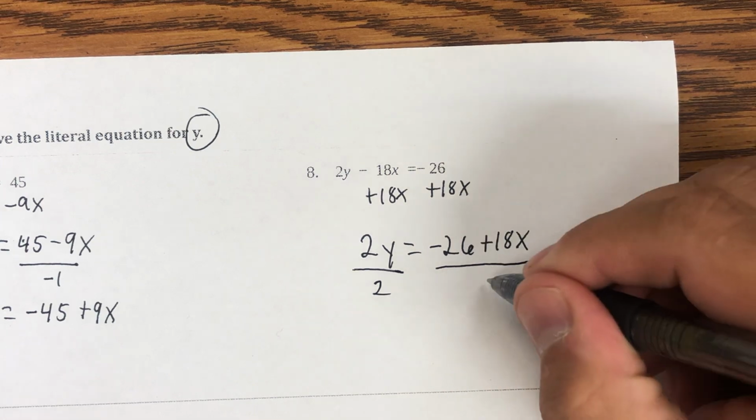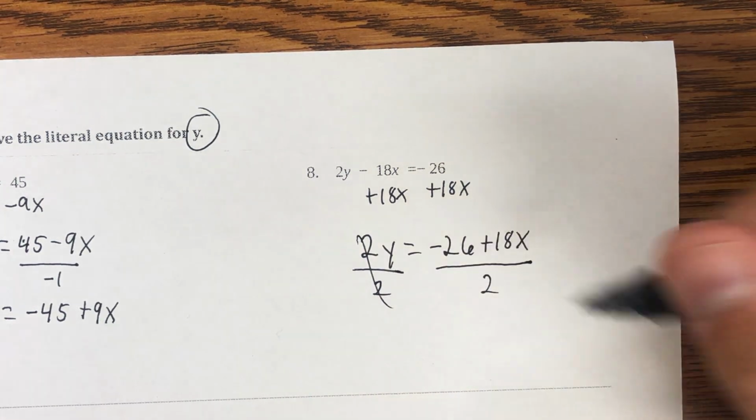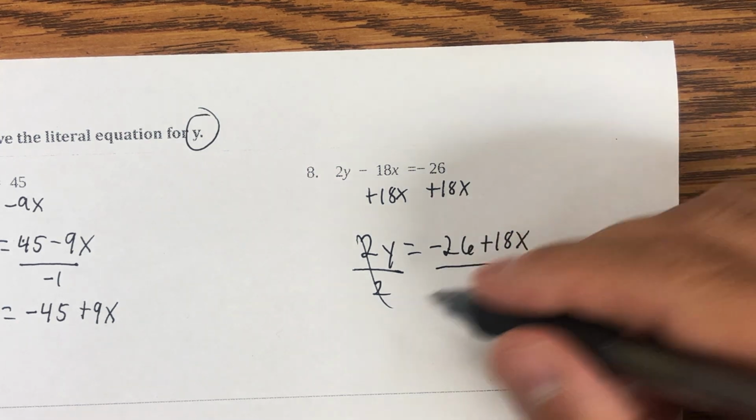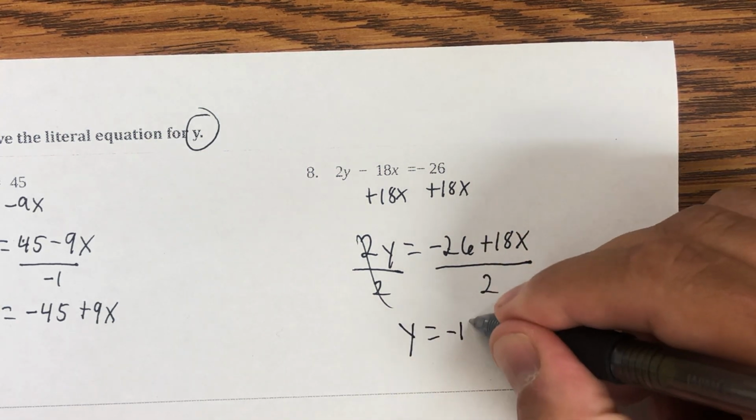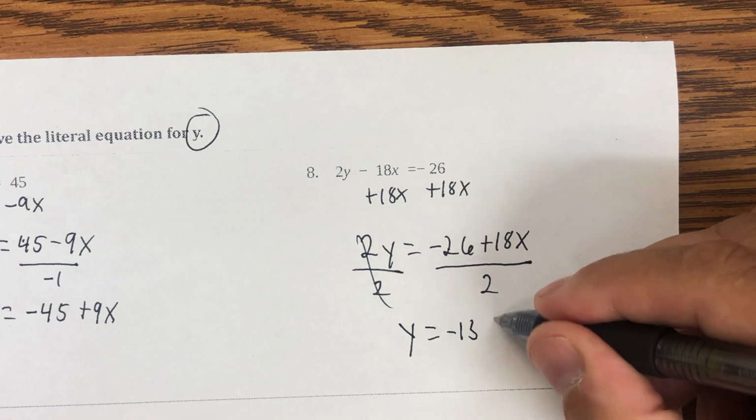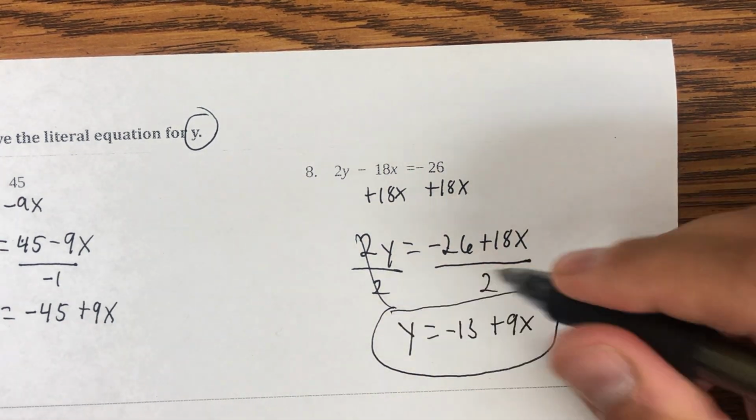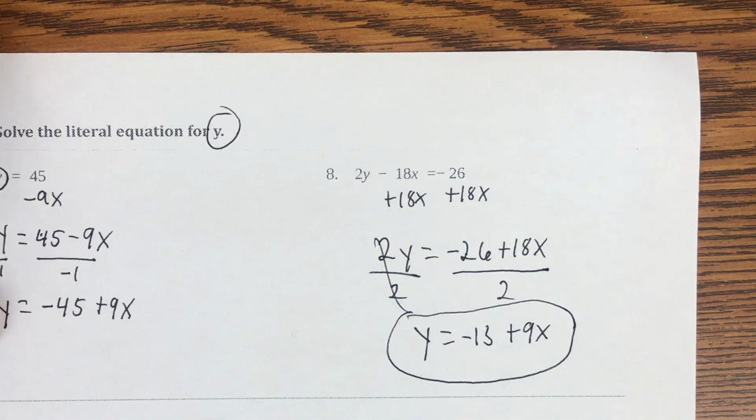The whole side has to be divided. Cancels. 26 and 2, it reduces. 26 divided by 2 is negative 13. And 18 divided by 2 is plus 9x. We have solved for y. We'll solve for y quite a bit this year.